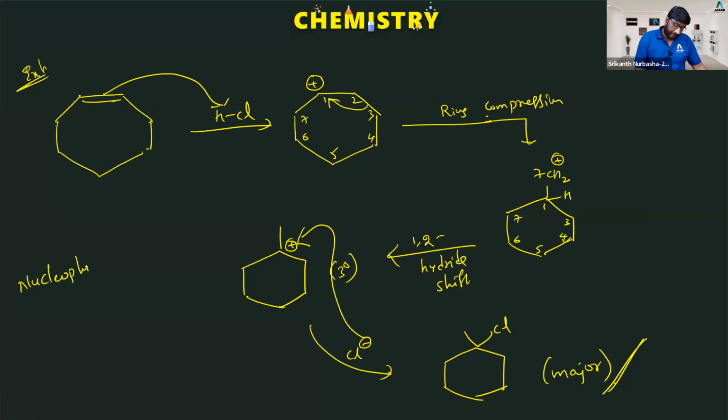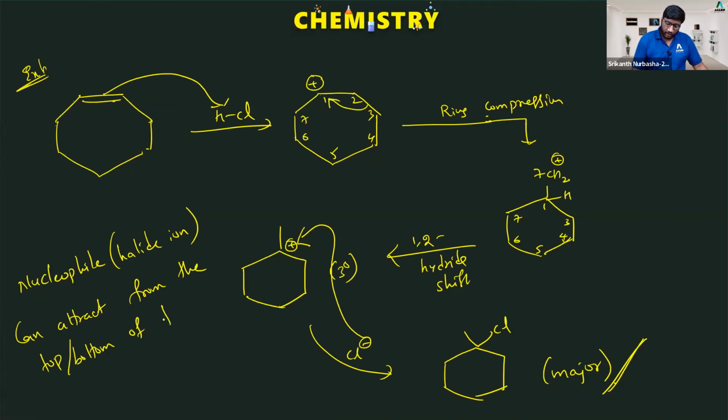Nucleophile or halide ion can attack from the top or the bottom of the triangular plane, and thus we get enantiomers.